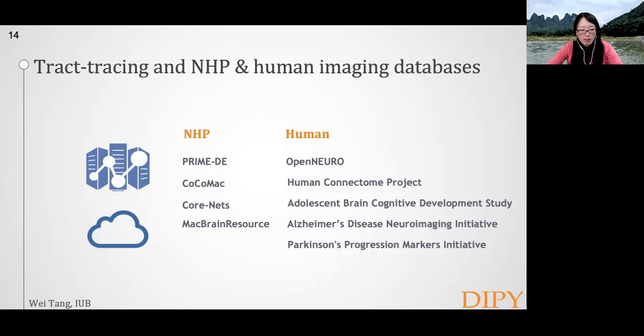CoCoMac has been there for a while. It provides cytoarchitectonic and connectional information that covers an extensive range of brain areas. CoordNets is a tract tracing database focusing on the connection information. The MacBrain Resource is hosted at Yale. It contains a large collection of brain tissues as a legacy from the Goldman-Rakic lab. You can access these tissues based on request.